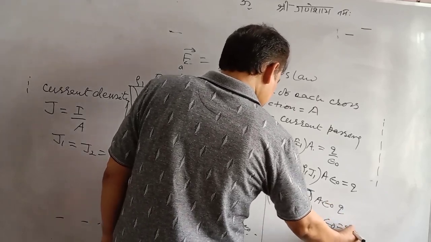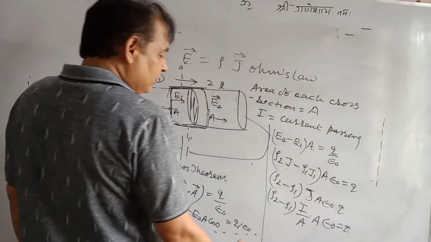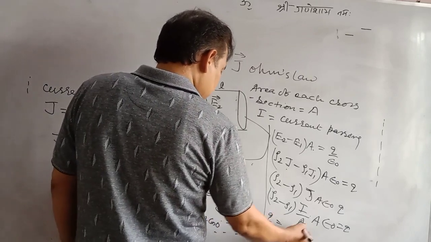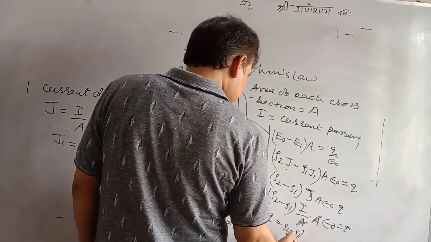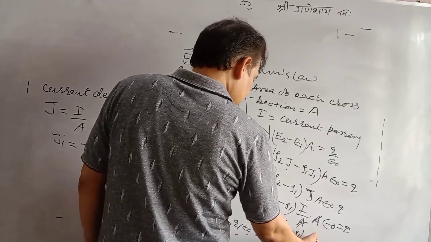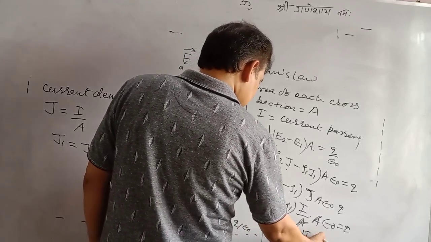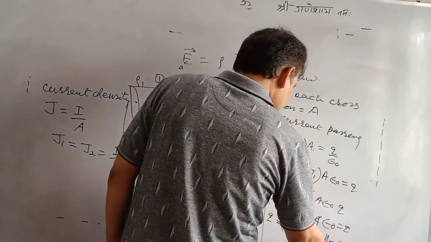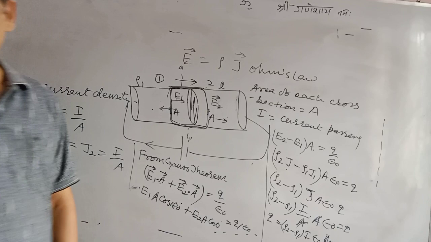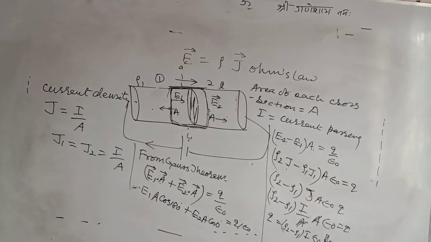And further we can write Q equals, A cancelled out, (ρ2 minus ρ1) I epsilon naught. That's the answer of this question. I hope you are comfortable with this one and that it's visible to you.